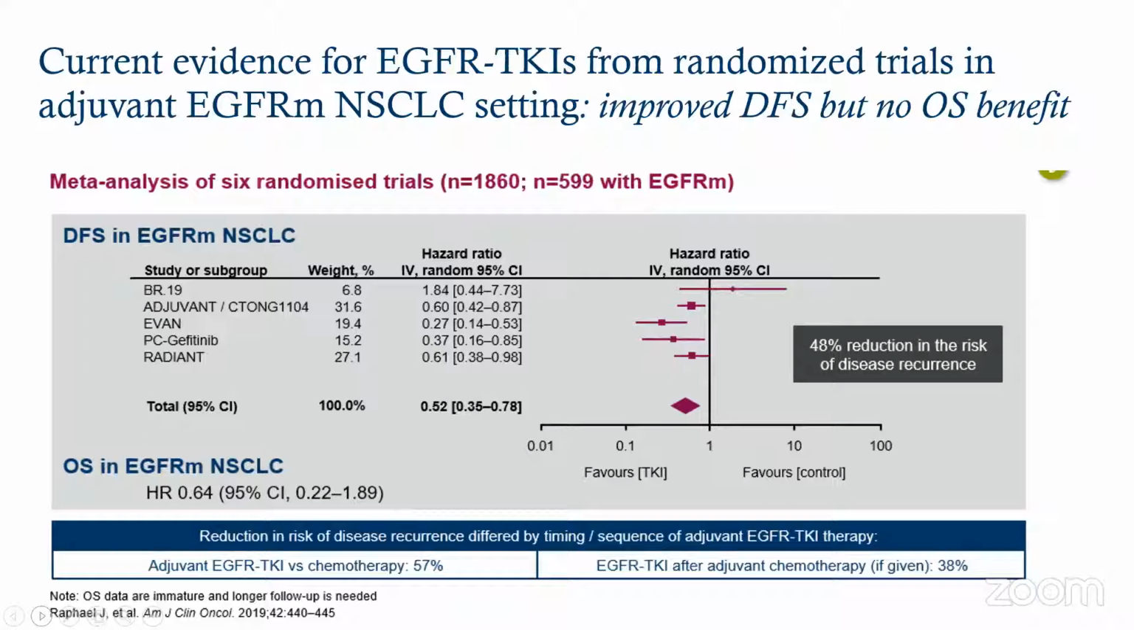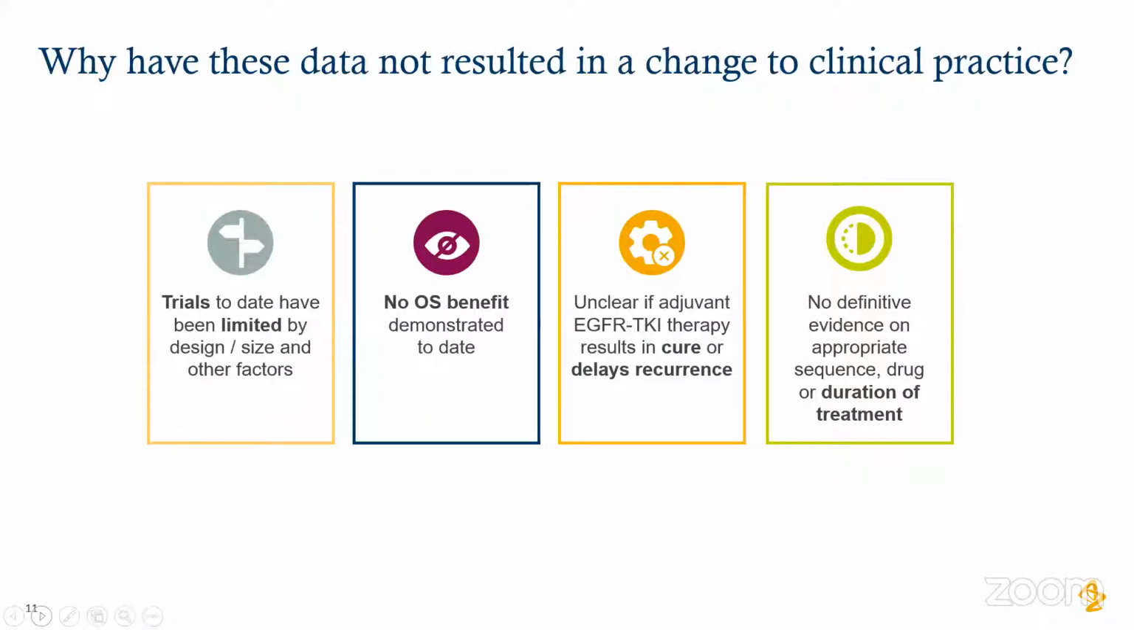So to sum up what we have gone through in the previous slide, there have been trials to date. They have been limited by the design, size, and other factors. There has been no OS advantage. Unclear if adjuvant EGFR TKI therapy results in cure or it actually delays the recurrence. And there is no definitive evidence on appropriate sequencing, which drug to give, and duration of treatment also. Next slide.